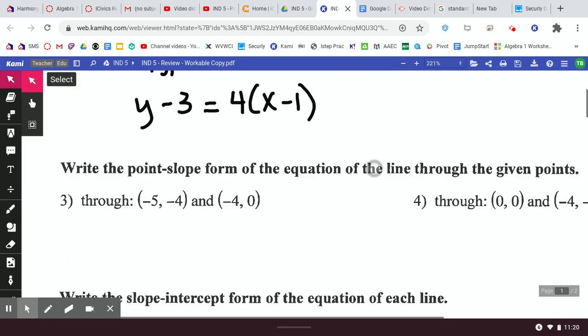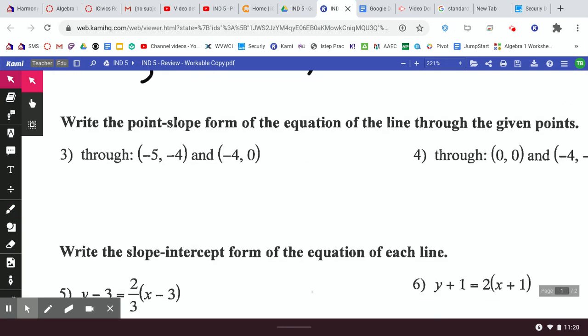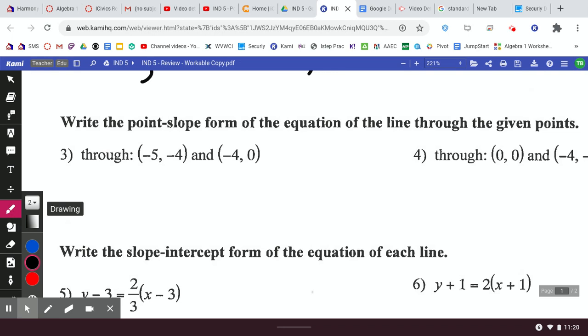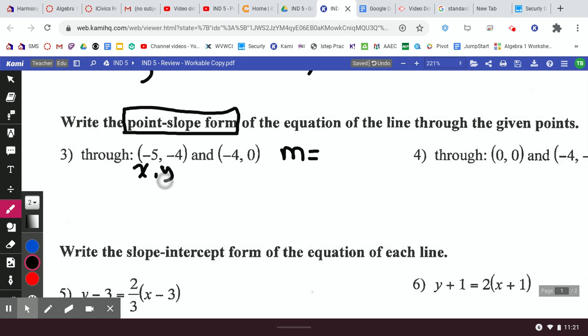All right, number 3 also wants it in point slope form. Okay, so that's what I'm shooting for. And it just says write the point slope form of the equation of the line through the given points. Now, for point slope form, we need a point and we need a slope. We do not have a slope, so we need to know what m equals before we can do this. So we're going to take our points, x1, y1, and x2, y2.